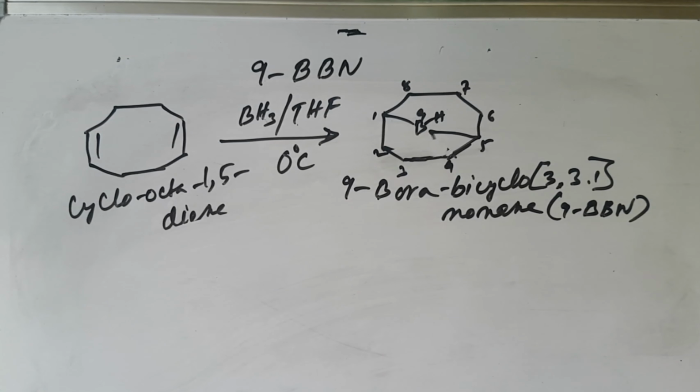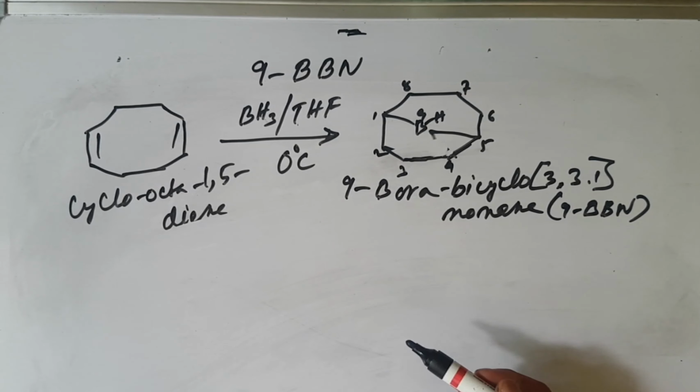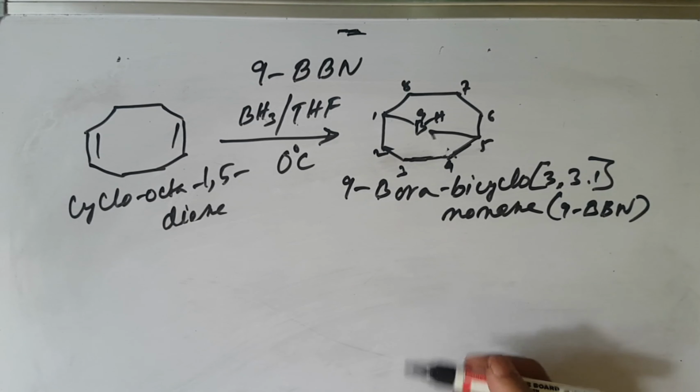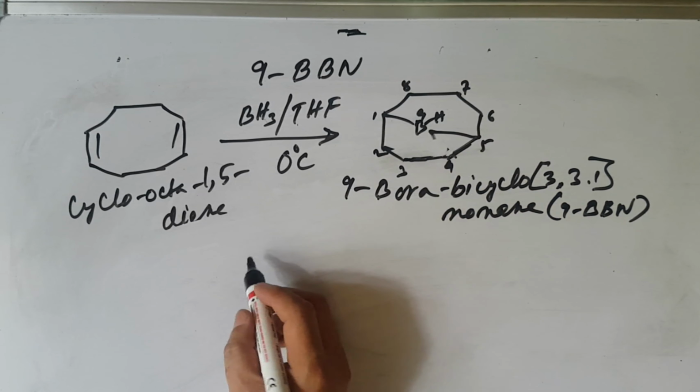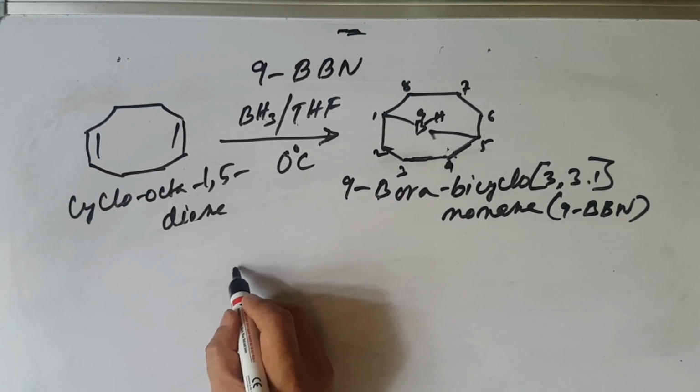This is very useful for many reactions, hydroboration reactions, then alkylboration, oxidation, as in earlier cases. So here we can represent this simply. We can present 9-BBN this way.